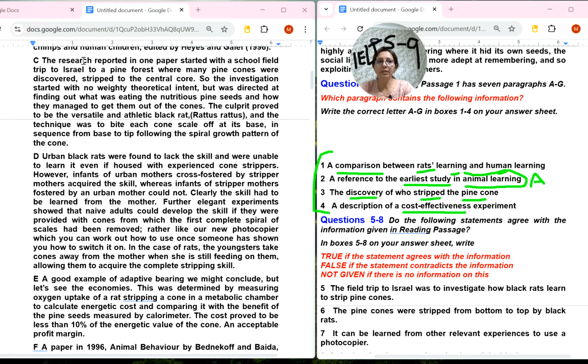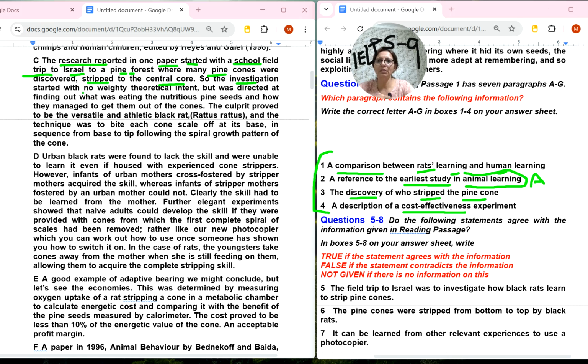Now let's read the C number paragraph. Okay. So the research reported in one paper started with a school field trip to Israel, to a pine forest where many pine cones were discovered. Pine cones, pine cone is also their discovery, but the word stripped is important. Stripped is also there. Where many pine cones were discovered stripped to the central core.